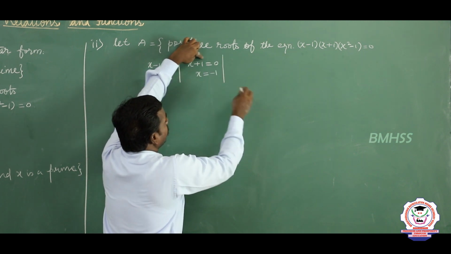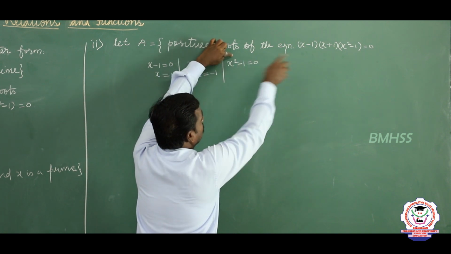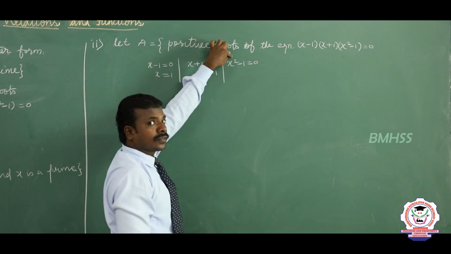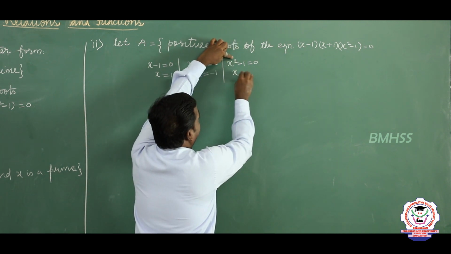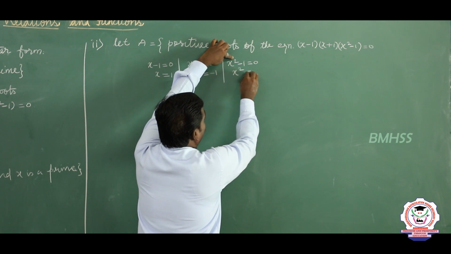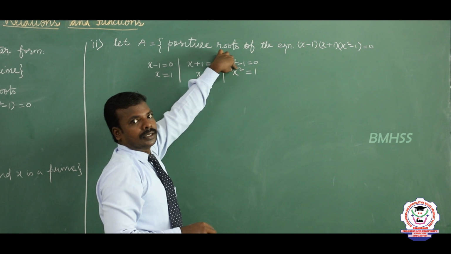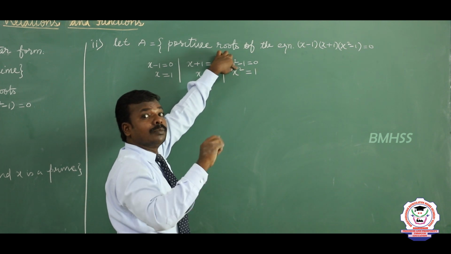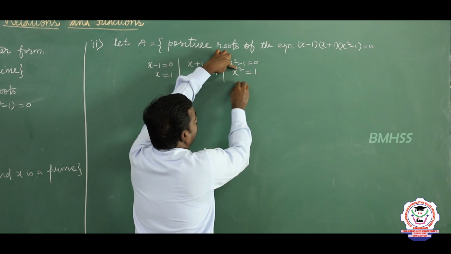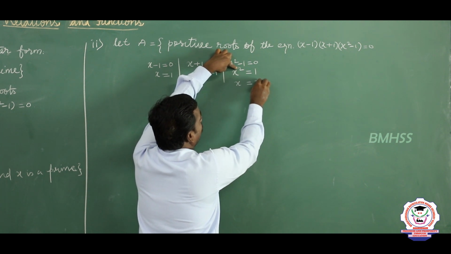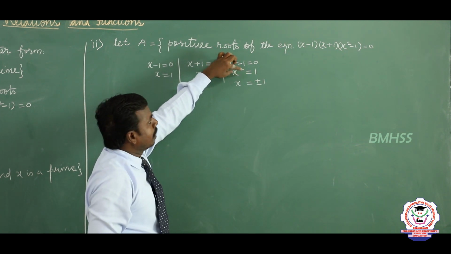And the next step, x square minus 1 equal to 0. This is the last, third factor. If you take minus 1 to the right hand side, x square equals plus 1. Here x square is there, so I want to cancel that. So I am going to take the square root on both sides. If you take the square root, the square will cancel. Listen, x equals plus or minus 1. Do you understand?